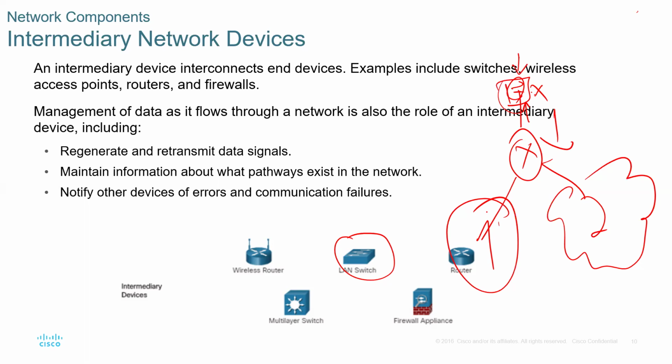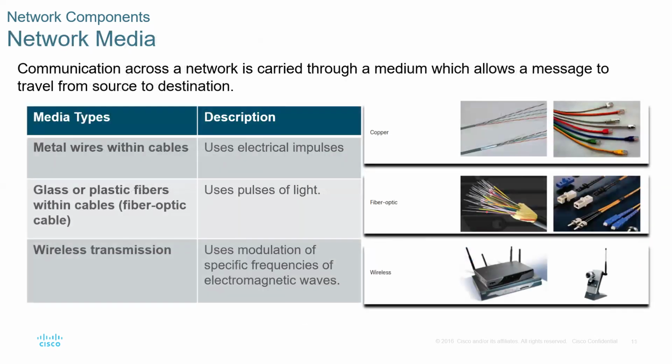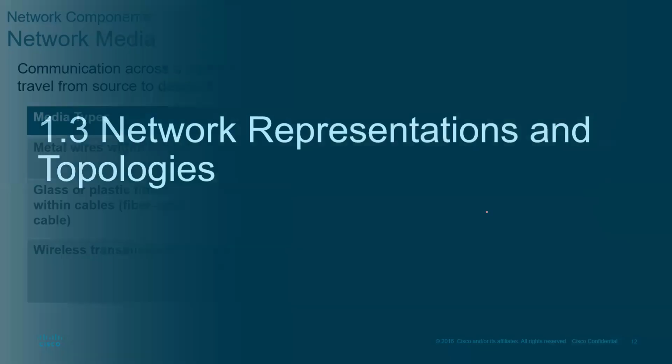So for my components, my end devices and my intermediary devices are different. My end devices, they send or they receive the information. My intermediate devices, they interconnect. So in between my end devices, we have all those intermediate devices making up what we call a network. Then lastly, the network media.